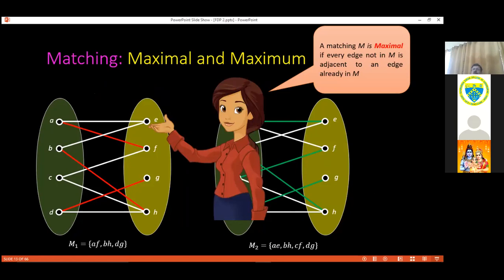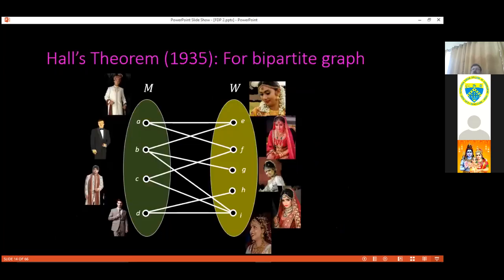Therefore, this is maximum. Now let us take an example of a real situation where matching is essential. In the usual sense, we have the marriage problem, between the vertex sets M and W. M is the set of all men who want to marry, and W is the set of all women who are ready to marry.